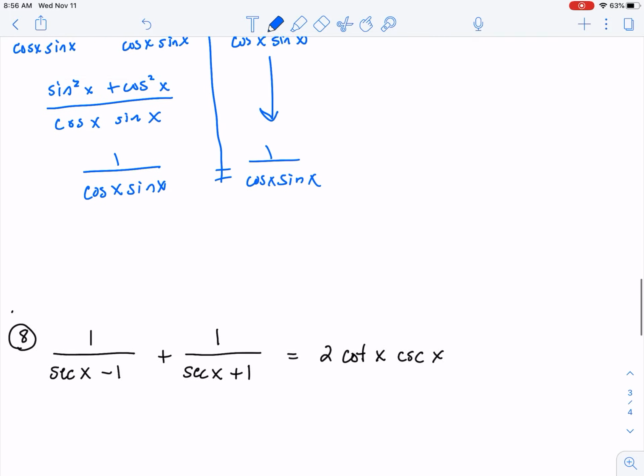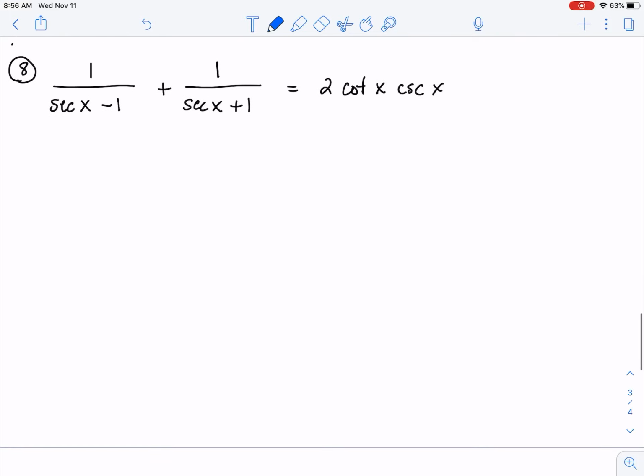All right, one last one. I have 1 over secant x minus 1 plus 1 over secant x plus 1 equals 2 cotangent cosecant. All right, let me get my line here. I'm going to work a little on the right-hand side. It looks like the simplest of the two.